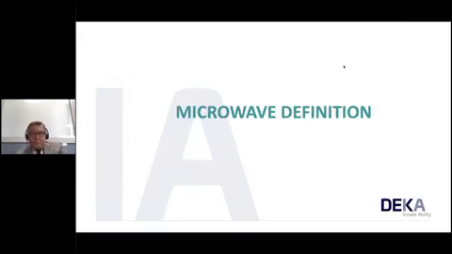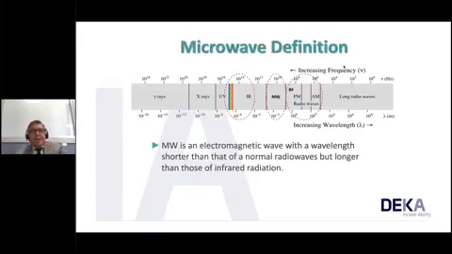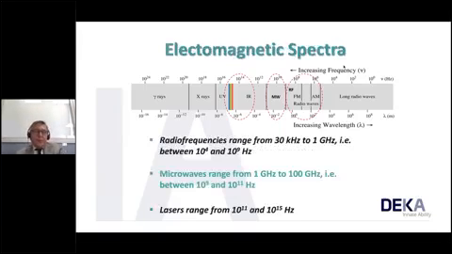Definition. You see that the microwave is an electromagnetic wave with a wavelength shorter than that of normal radio waves, but longer than those of infrared radiation, where we can find even laser. In particular, in the far infrared, we can find the CO2 laser. The range in terms of frequency is from 1 gigahertz to 100 gigahertz. This is very important and crucial to understand the mechanism of action.